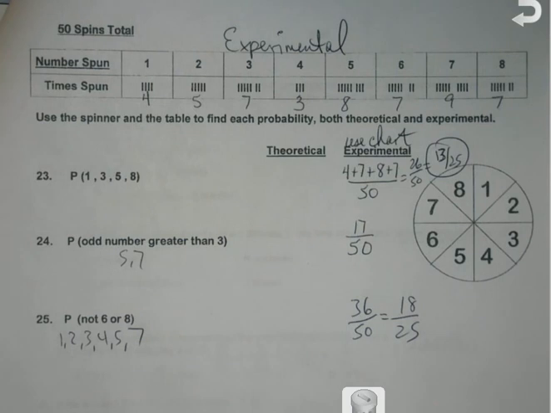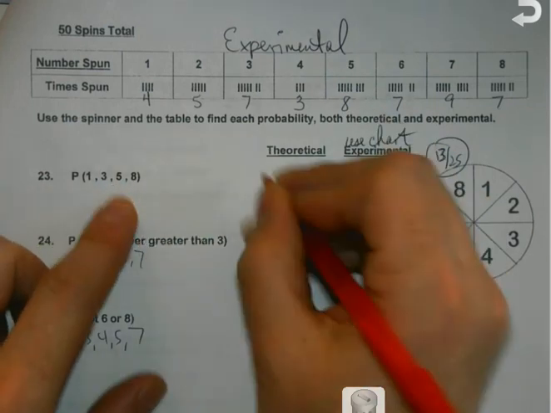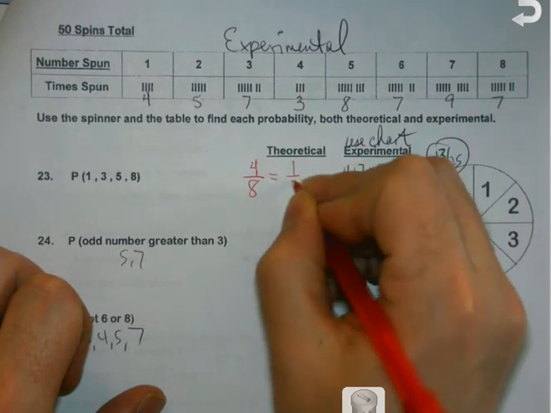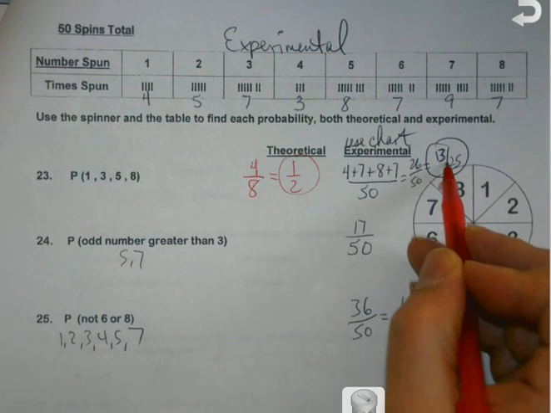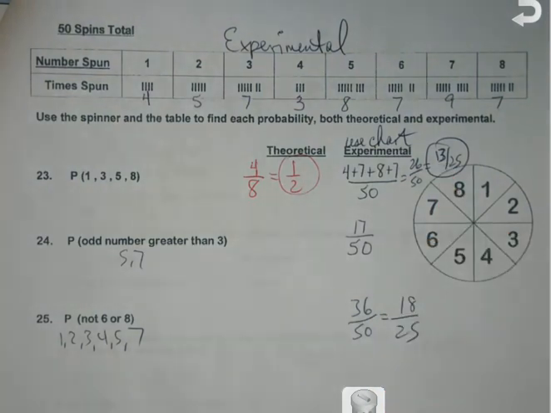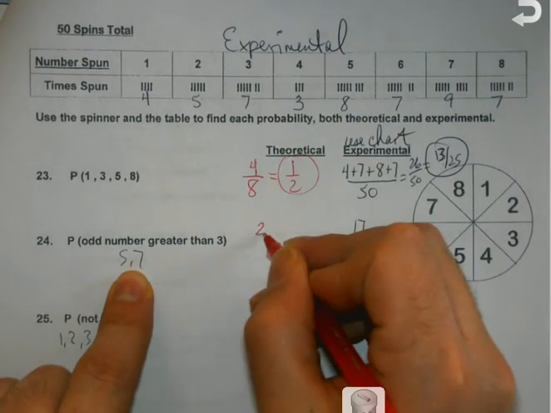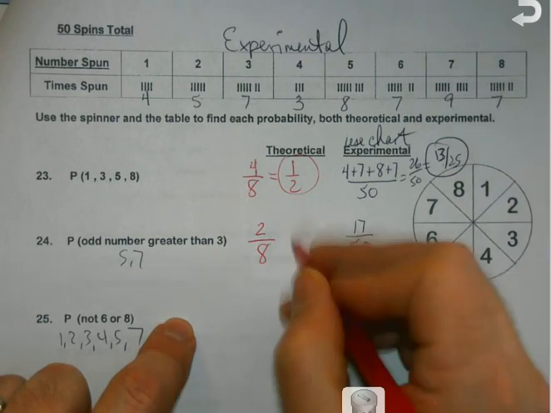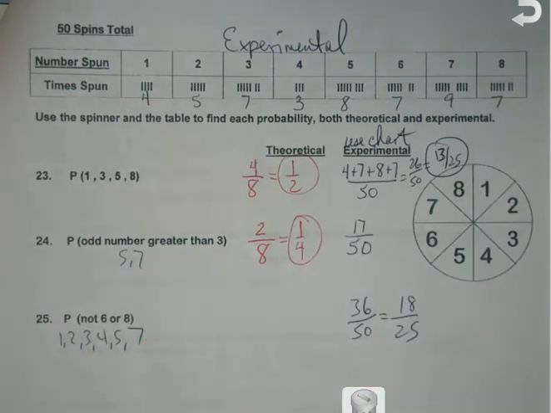Theoretically, what should happen, that's 4 of the possibilities out of 8. So theoretically, that should happen about half the time. That's pretty close. Exactly half the time here would be 12 and a half, which you couldn't get. So that's pretty close to theoretical. Odd number greater than 3, 5 and 7. 2 choices out of 8 possible options. That one's a little higher than it should be. But again, that's why it's experimental.